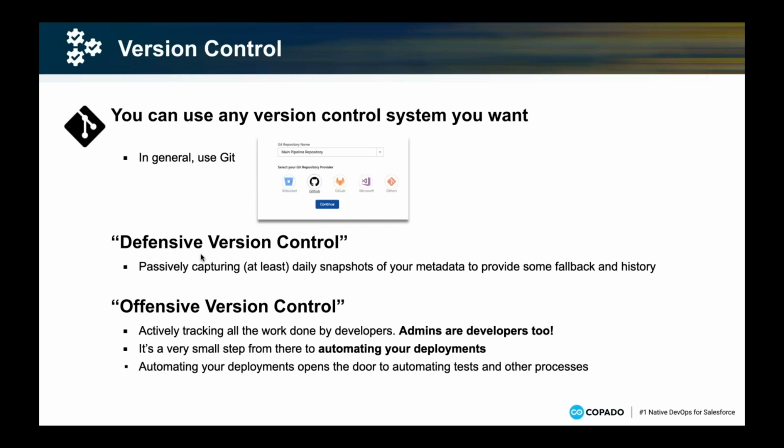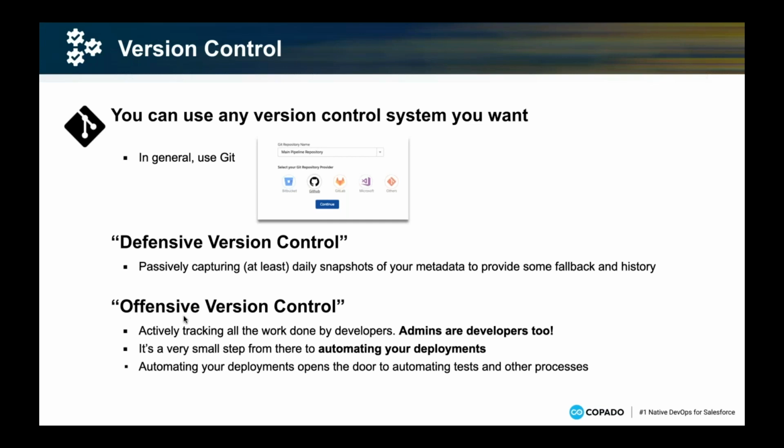I like to think about version control in two senses: defensive version control and offensive version control. And the reason I do this is just because some teams are struggling to just get started. And so the easiest way to get started is what I refer to as defensive version control, just having a way to passively capture daily snapshots of your metadata that at least provides a little bit of history and a little bit of fallback without requiring the developers to completely change their methodology. It's an easy way to get started with getting Git involved in your process that doesn't disrupt things initially.